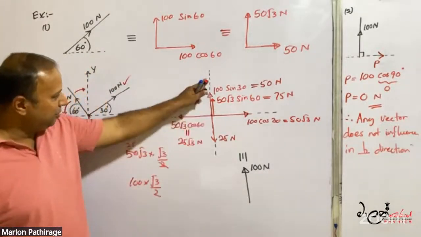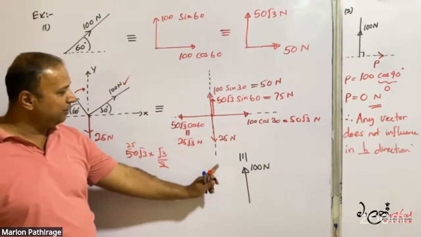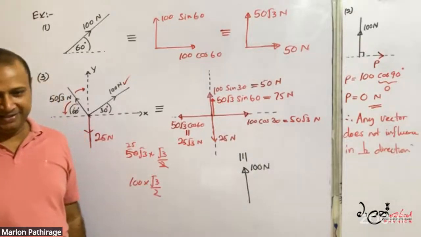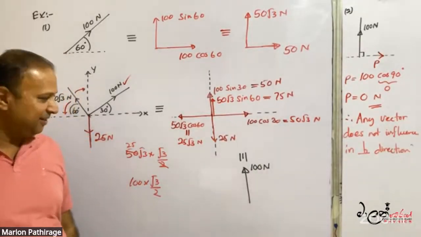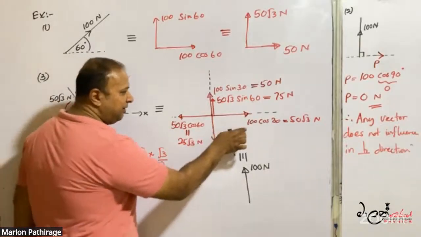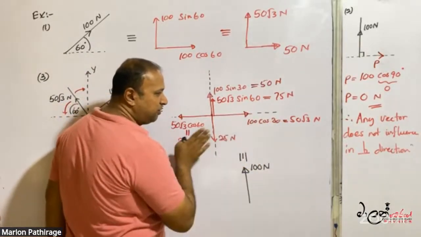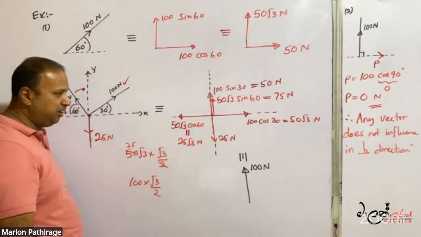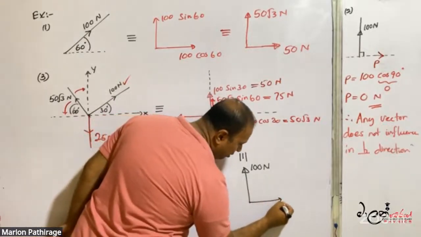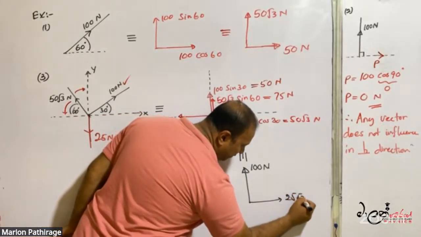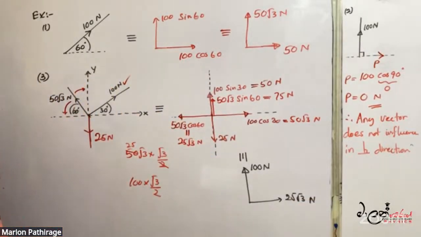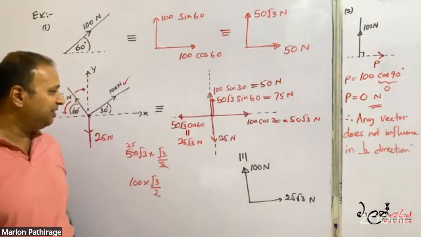If we simplify these three, we get 100 Newton force in the upward direction. Then 25 Newton force is in the minus x direction. 50 root 3 Newton force is in the positive x direction. Therefore, if you simplify these two, then definitely 25 root 3 Newton force is in the positive x direction. Is that clear?